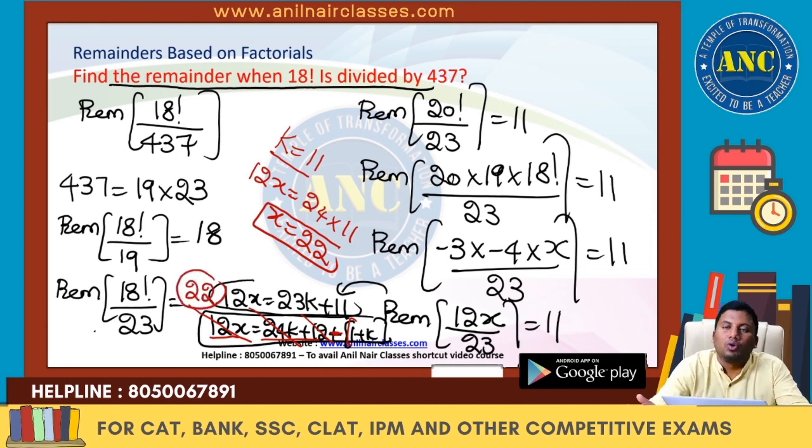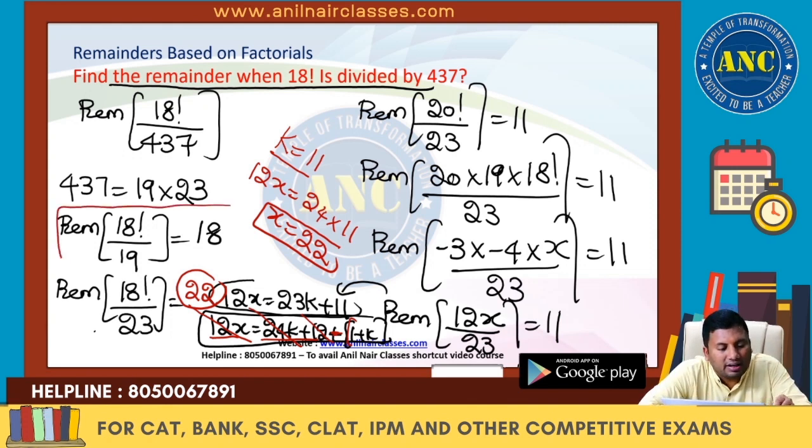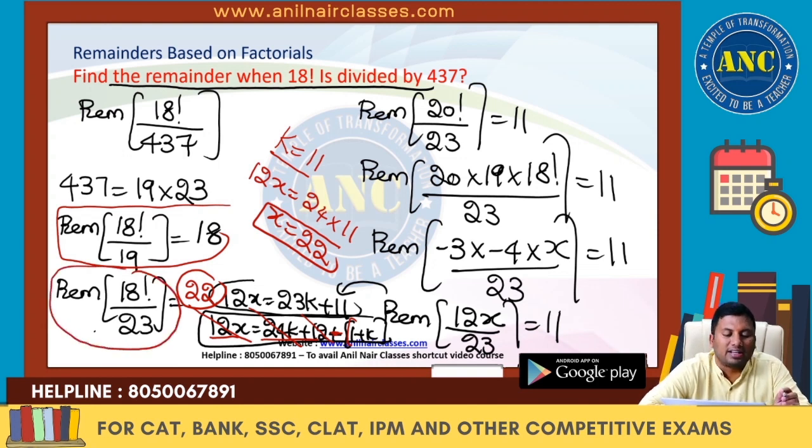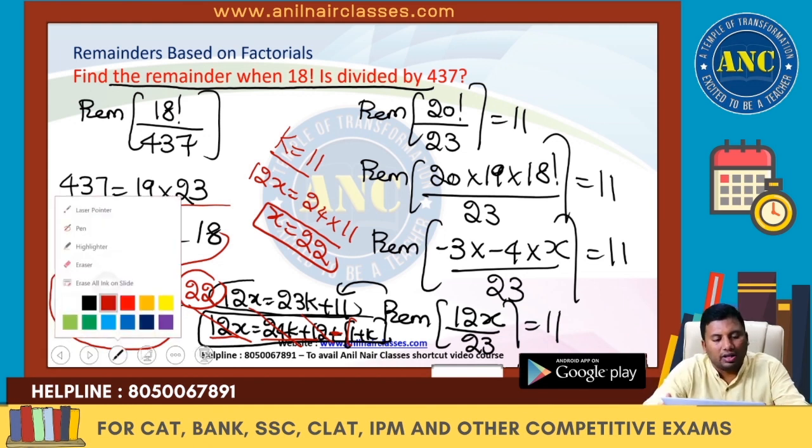That means two equations we got. 18 factorial divided by 19 is 18 we got. 18 factorial when divided by 23, we got it as 22. Now we will try to solve these two equations.